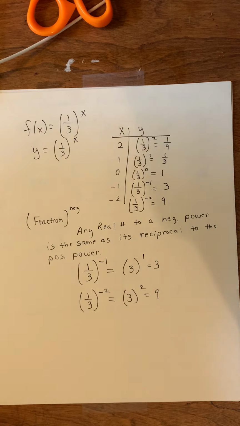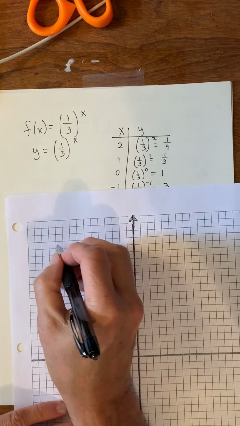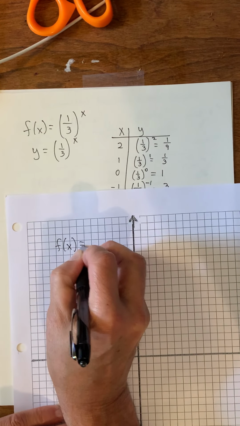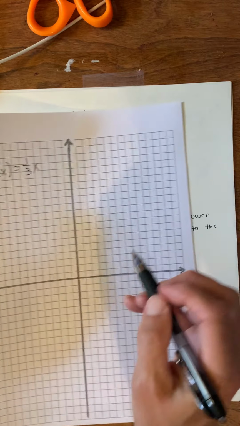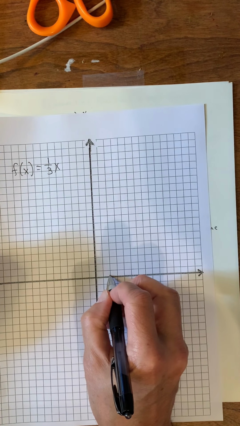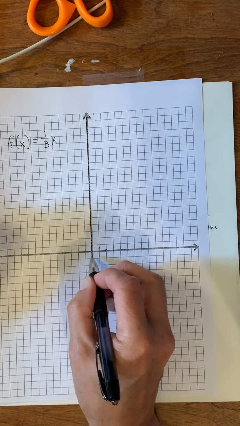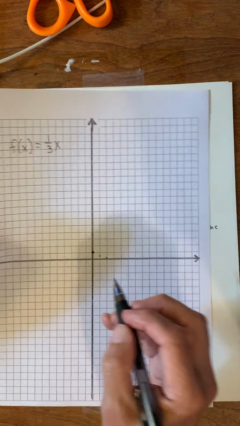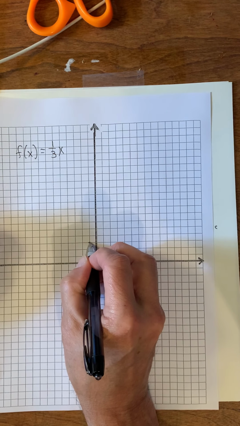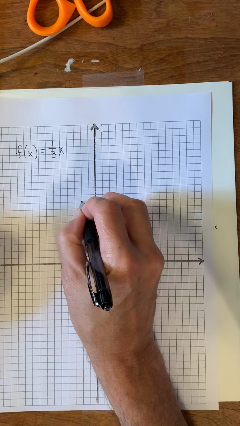All right, so here's what we got here. Here is our second function. It's f of x equals 1/3 to the x power. And let's see what these points are. I get 2, 1/9; 1, 1/3; 0, 1. There's that old faithful point, 0, 1. Then -1 is 3. And -2 turns out to be 9.